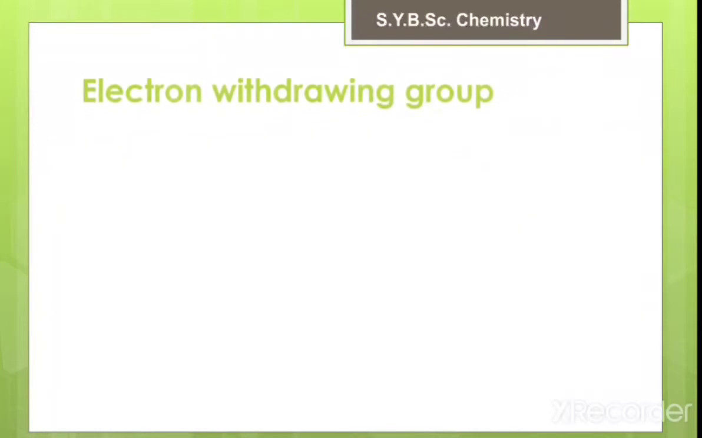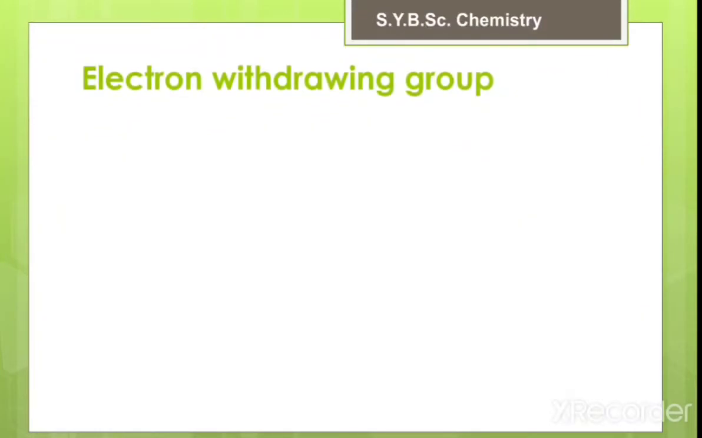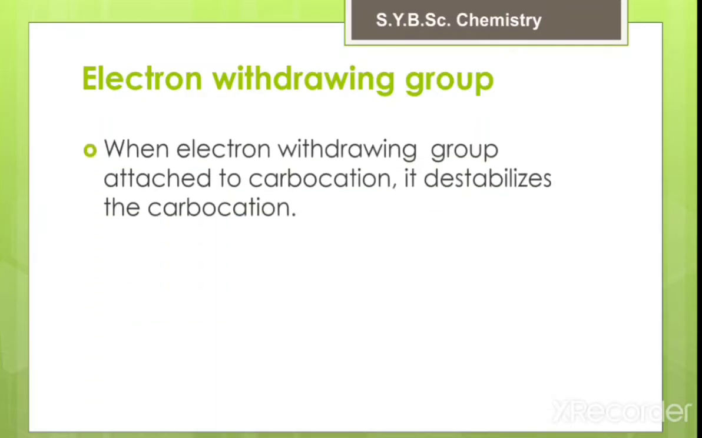Now next, the electron withdrawing group. When you consider an electron withdrawing group, which withdraws electrons, it tends to intensify the positive charge at the electron deficient carbon and destabilizes the carbocation, or decreases the SN1 rate. That means when an electron withdrawing group is present, the rate of the reaction decreases. Simply, when an electron withdrawing group is attached to the carbocation, it destabilizes the carbocation.